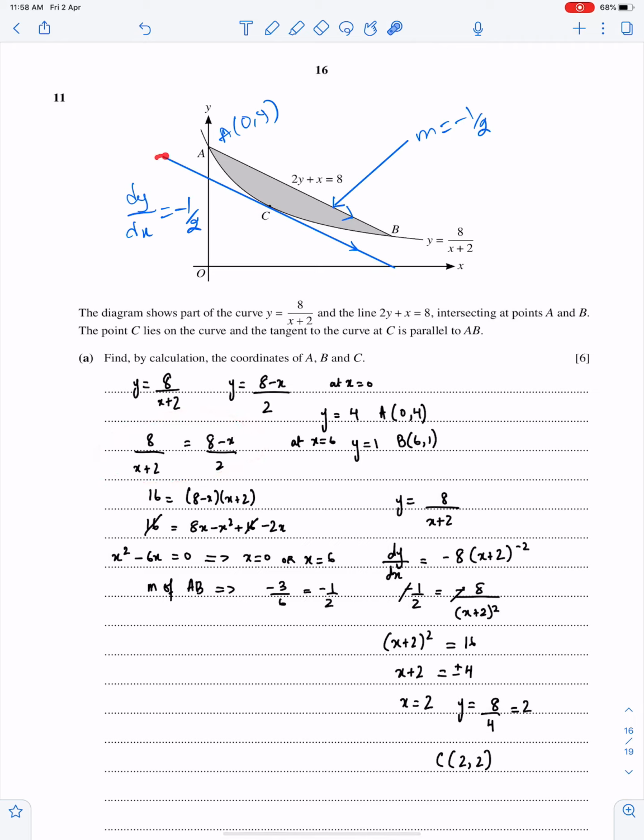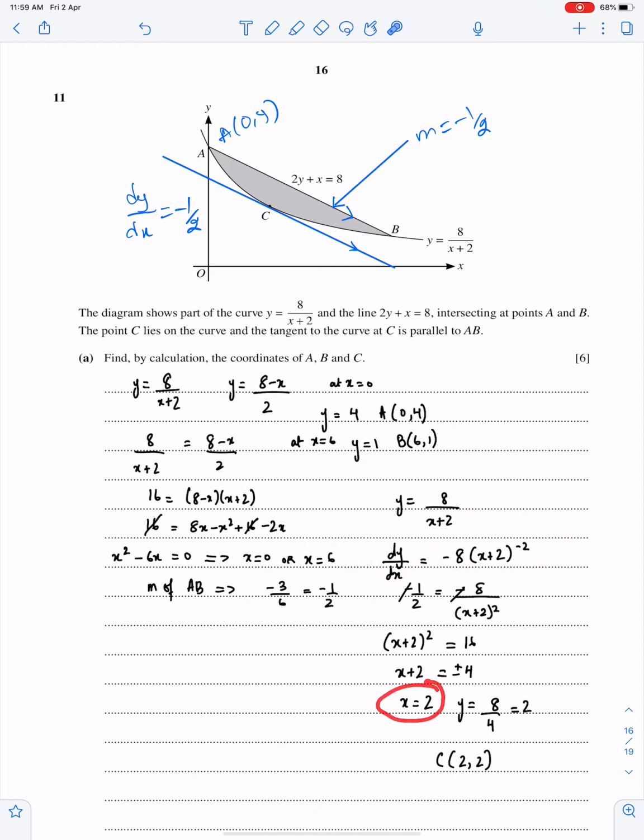C. The tangent at C is parallel to AB. So the gradient of these two lines must be the same. The gradient of this line is negative half. Therefore, the gradient of this tangent is also negative half. Now, by differentiating this curve and equating the gradient to minus half, we can get the x coordinate of C. When you differentiate this curve, you will get this. And you just need to equate dy upon dx to minus half and get the x coordinate.